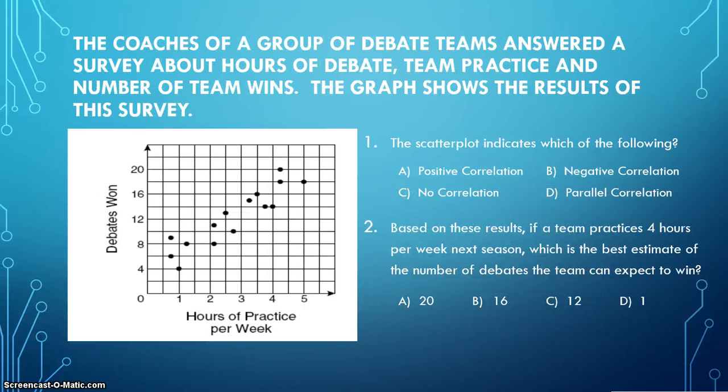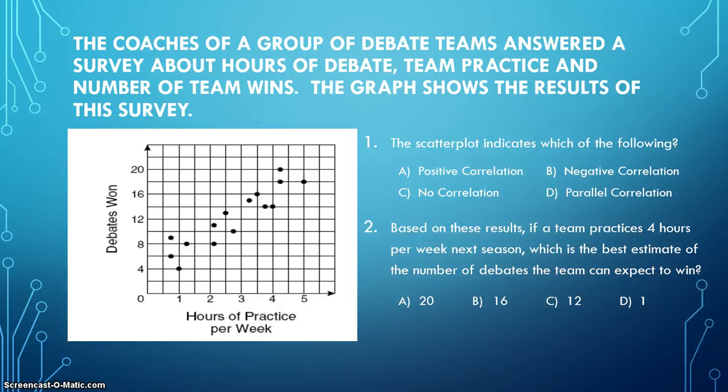Alright, so we're going to take a look at an example here. We have a scatter plot. And according to the problem, the coaches of a group of debate teams answered a survey about hours of debate team practice and the number of team wins. The graph shows the results of the survey. Now if we take a look, the x-axis represents the hours of practice per week. The y-axis represents the debates won. And we have a bunch of points in between.